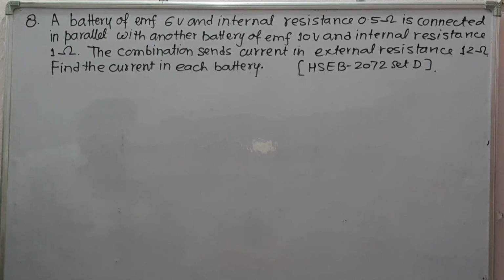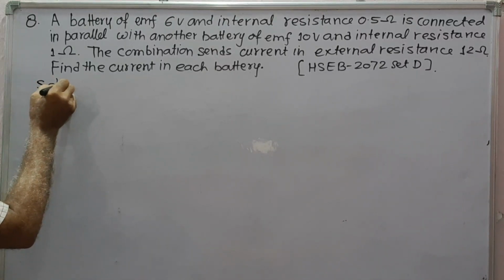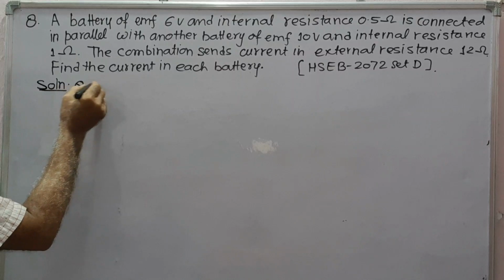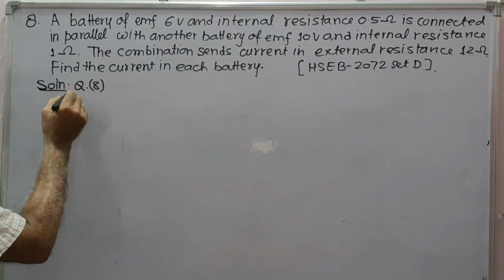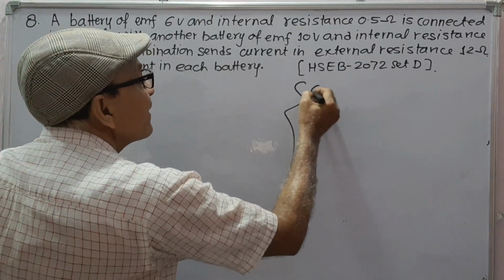A battery of EMF 6 volt and internal resistance 0.5 ohm is connected in parallel with another battery of EMF 10 volt and internal resistance 1 ohm. The combination sends current in external resistance 12 ohm. Find the current in each battery. Solution to question 8.